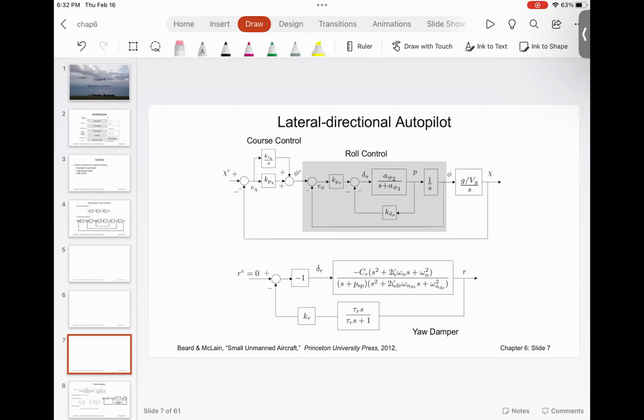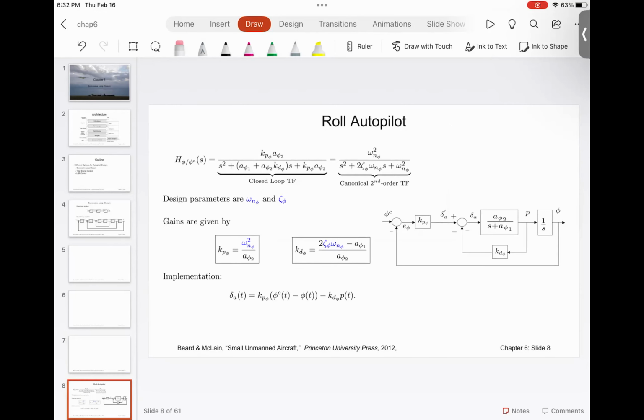So if you go to the next slide, if I want to implement an autopilot in roll, look at the closed loop transfer function for the roll autopilot, which is canonical, which means similar in mathematical form to the second order transfer function. So you can tune the gains of this transfer function based on the spring properties and the damping properties.